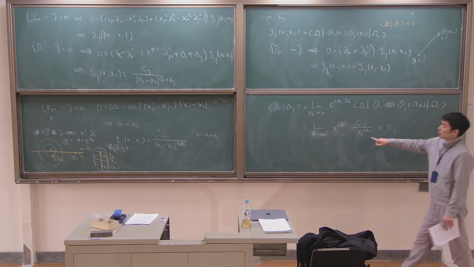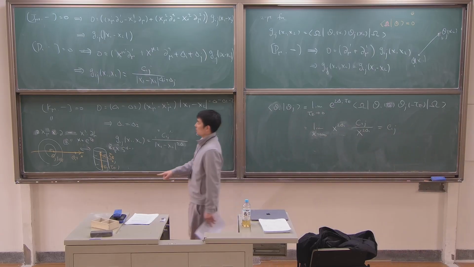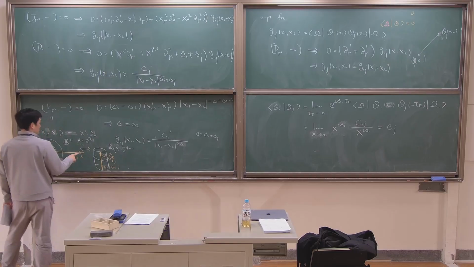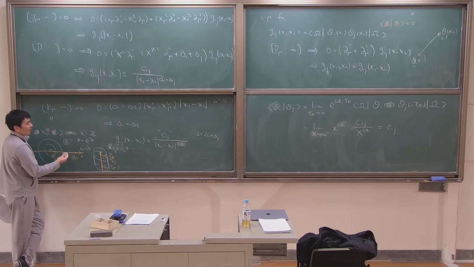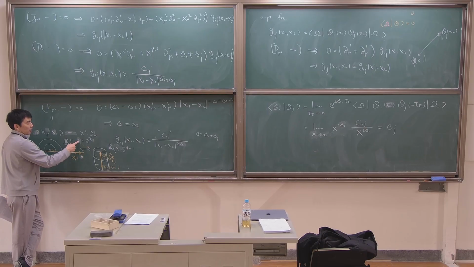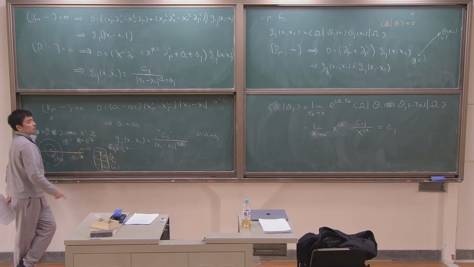So I just use a map between the two. The R direction is the radial direction. You can call it R or X, whichever is okay. It's just the radial direction. R is equal to e to the tau_e if you use this relation.